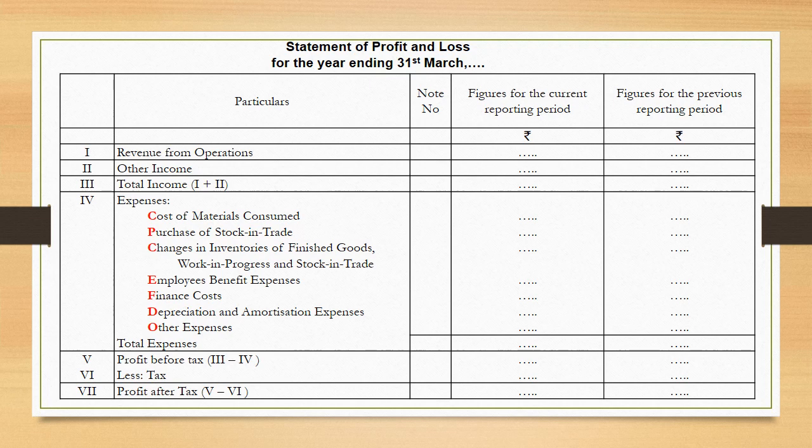And then the total expenses are to be deducted from total incomes. That will give you number 5, that is profit before tax. Once you have profit before tax, then you need to deduct the tax at the prescribed rate. And after that, you will get profit after tax. So statement of P&L for class 12 is restricted to these 7 items only. Let us go through these items in detail.